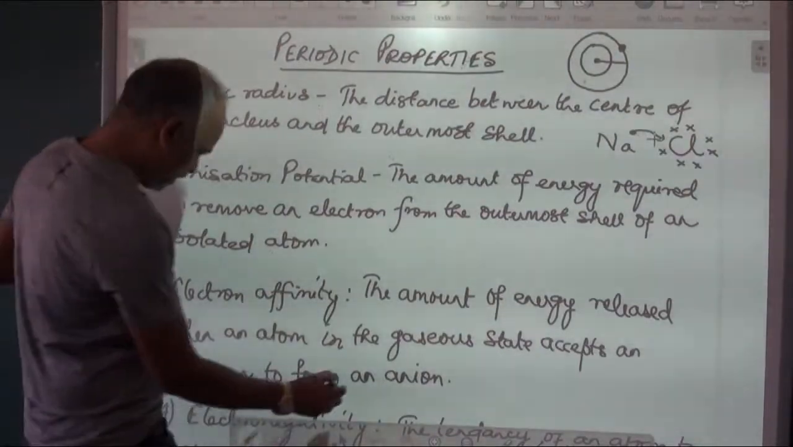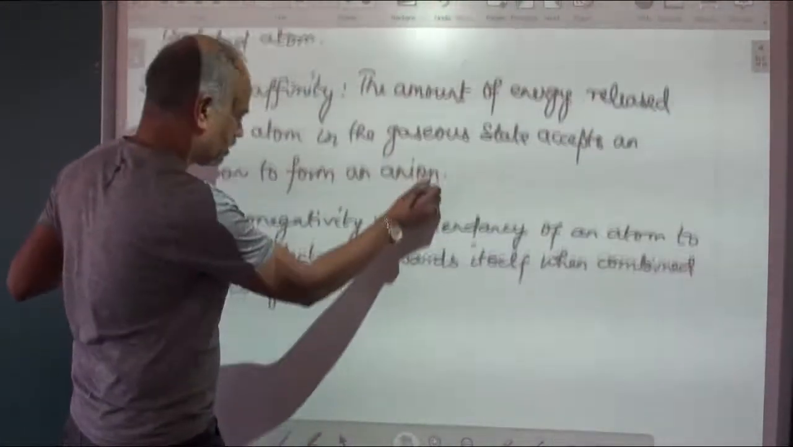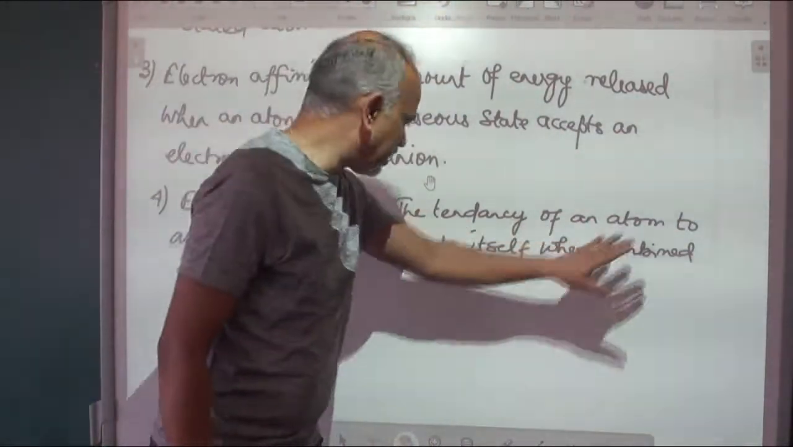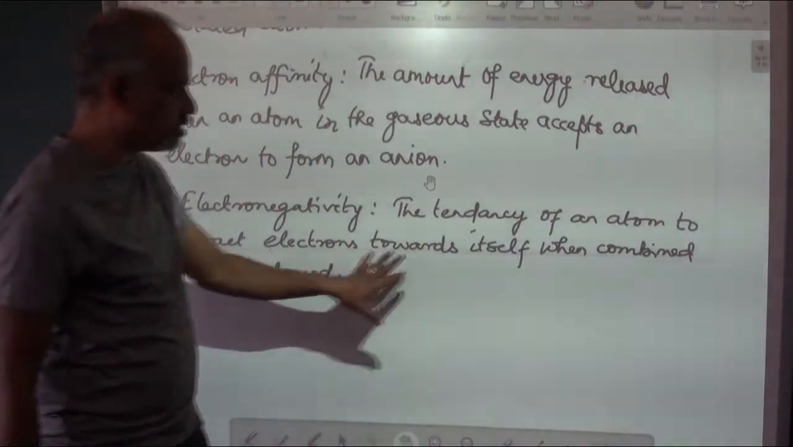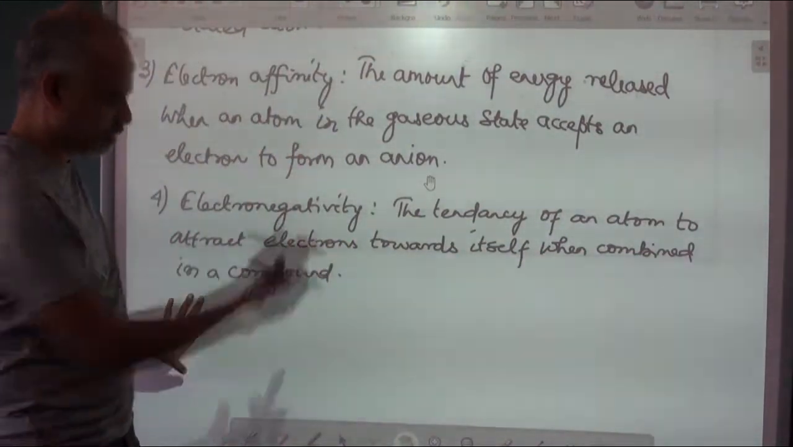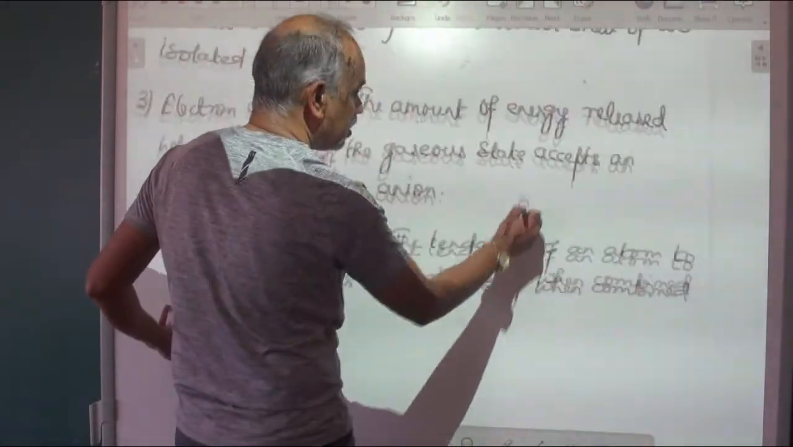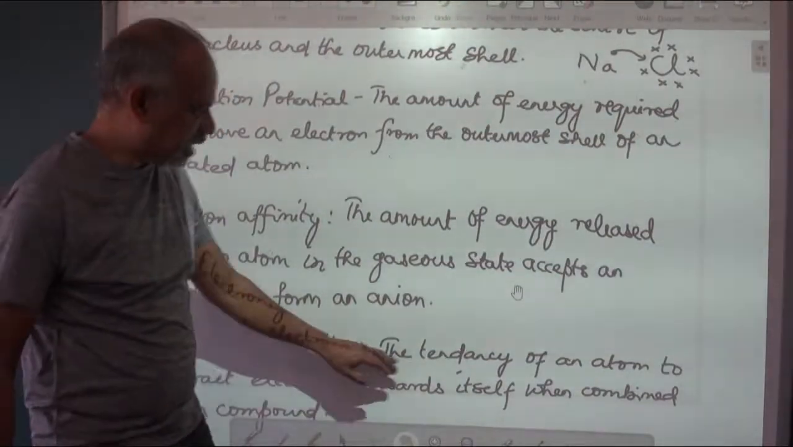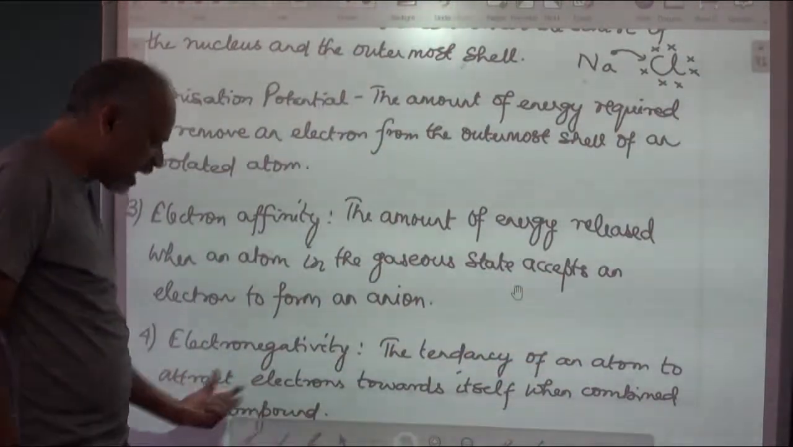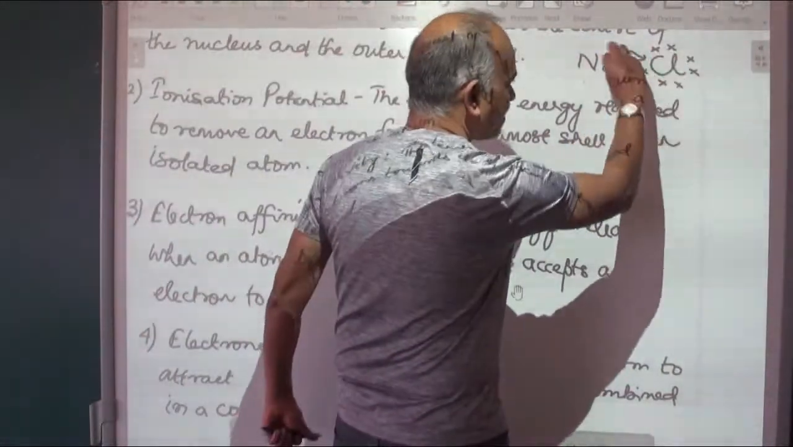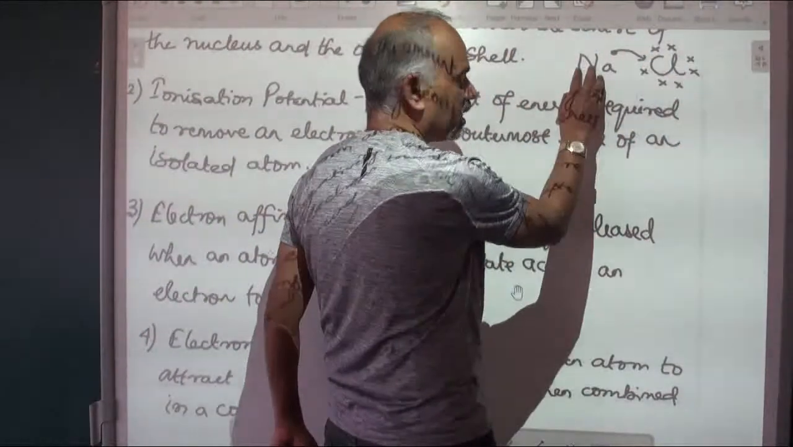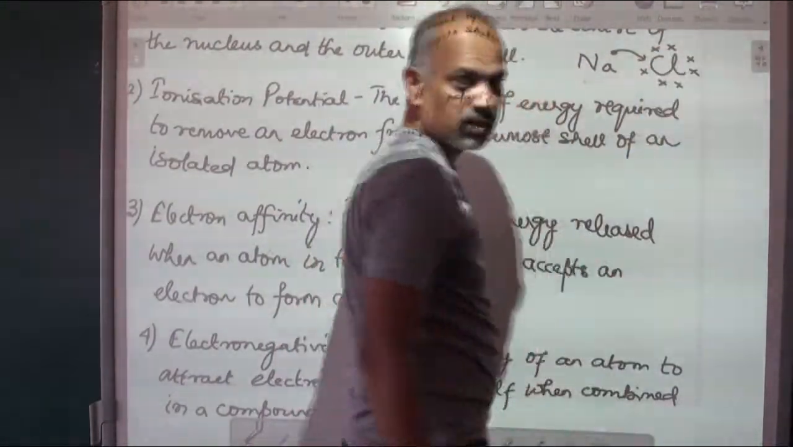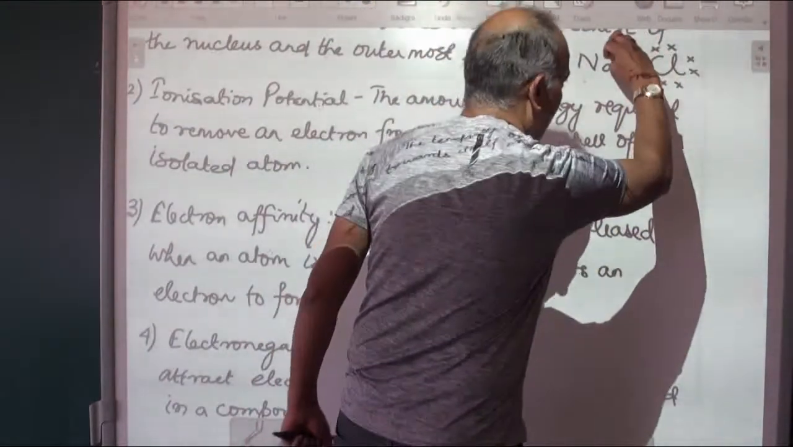The fourth one is called electronegativity. The tendency of an atom to attract electrons towards itself when combined in a compound. I can show you the same thing. Electronegativity means the tendency of an atom to attract electrons. This one attracts electrons. This one doesn't. Sodium doesn't. Sodium always wants to give. Chlorine wants the electrons, so it wants to attract this electron.